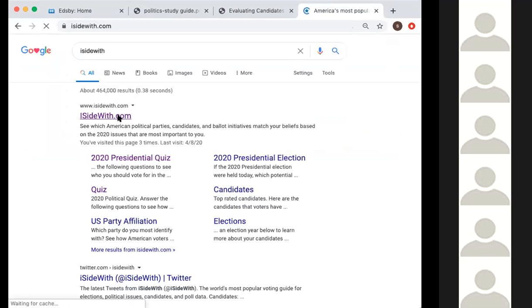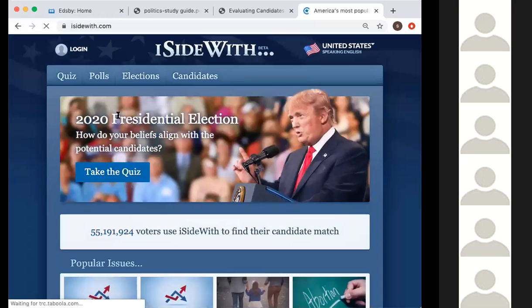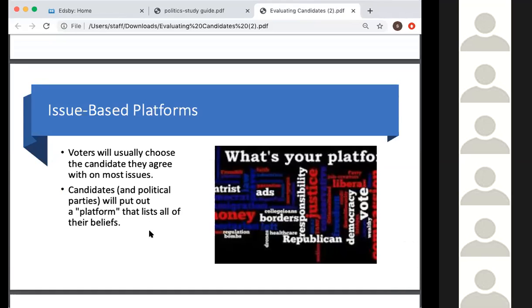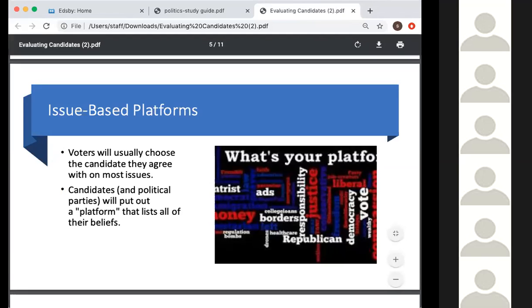I'm not going to have you guys do this, but if you're looking for something to do later, there's a quiz that you can take, and you basically answer a bunch of questions about different topics, and it will grade your response and say, based upon how you responded, here are the politicians that you most agree with. So that's kind of just a cool little aside that you can do on your own if you want to. But there's a lot of different ways to research these candidates. This is very common sense stuff, guys.